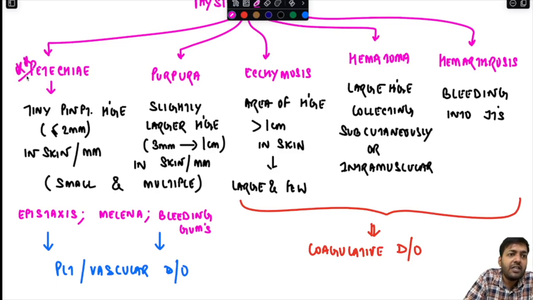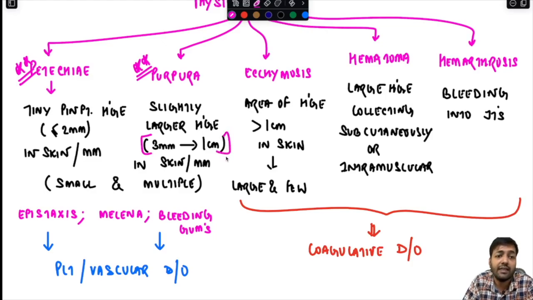So what is a petechiae? Petechiae is a tiny pinpoint hemorrhage which is less than or equal to 2 mm in size in the skin or mucous membrane. Or if you see that there is a purpura. Now purpura, these are slightly larger hemorrhages ranging between 3 mm to 1 cm in size in the skin or mucous membrane. And both petechiae and purpura, they are small and they are multiple.